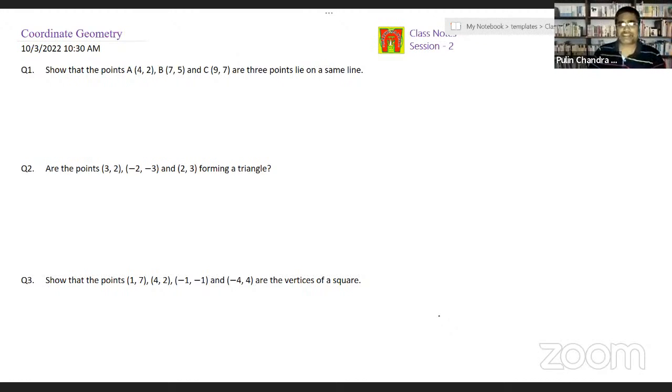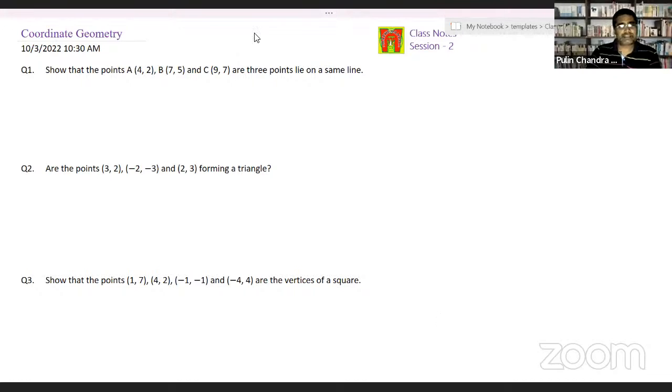I'm coming for the second session of coordinate geometry here. Already on the last day, we have started with the distance formula. Today we are going for problem solving of the distance formula. First we'll be finishing all this, then we'll go to the next step, that is the section formula, as per the plan we did. So today let's have a quick recap of what we got, and then we'll start with our problem solving.